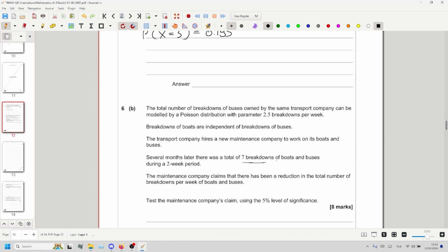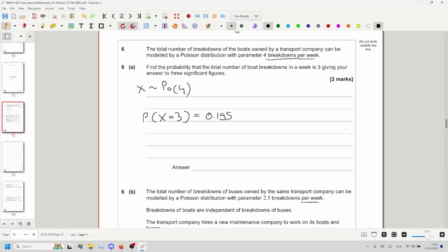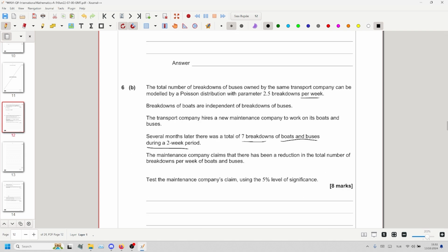So this is going to be our test value. However, it's important that this is of boats and buses, so we're going to have to sum the 2 distributions. And it says during a 2-week period. So previously these distributions were given per week, and we're going to need to double that. And the company claims that the average value has decreased, and we have to do a 5% level of significance test.